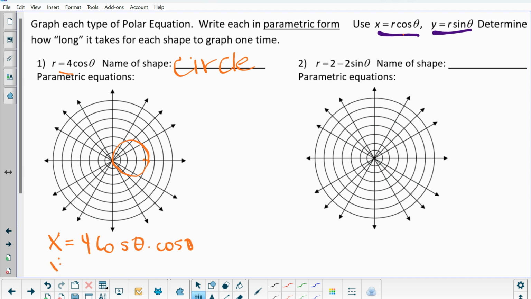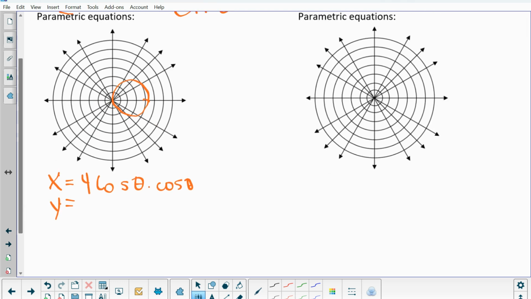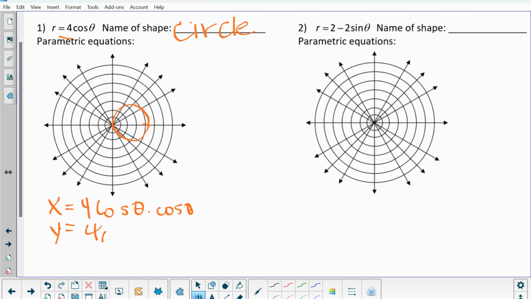And then the y is 4 cosine theta times sine theta. So pretty much anytime you're turning polars into parametrics, you're going to have the equation that's r, and then for the x parametric, you'll multiply by cosine, and for the y parametric, you'll multiply by sine.